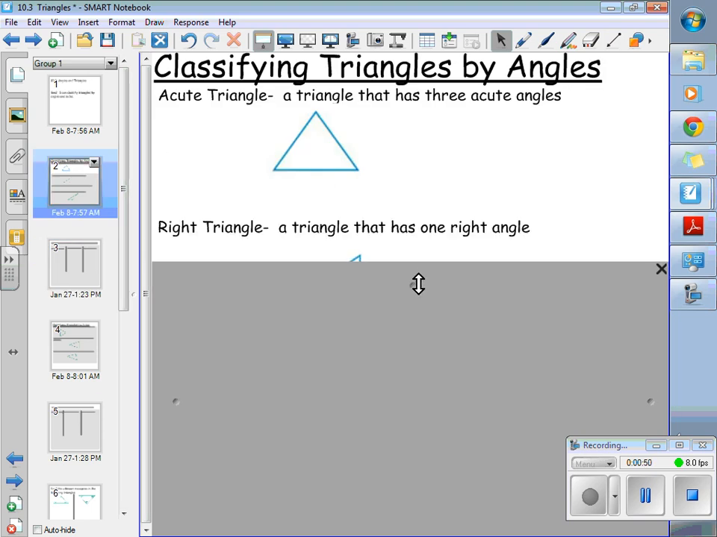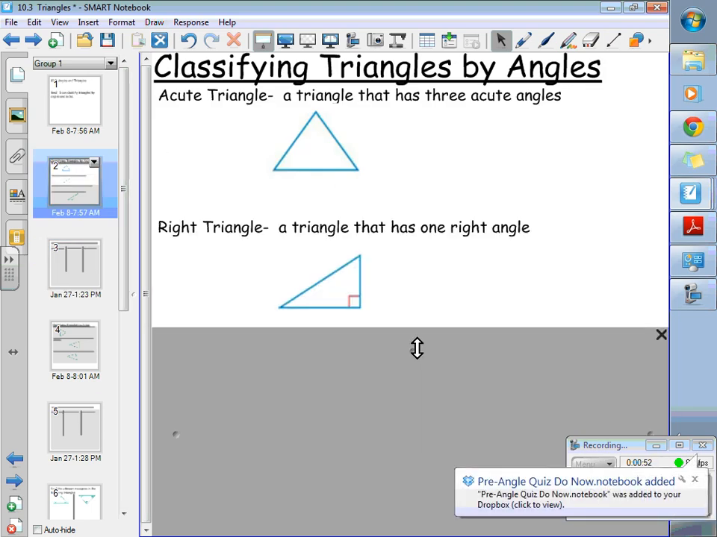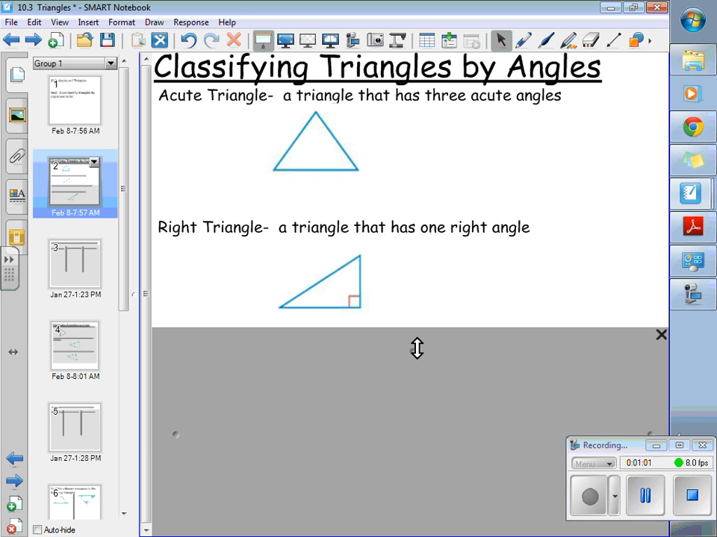All right. Next, we have a right triangle. This is a triangle that has 1 right angle. This is evidenced by that little square down in the bottom right here. That lets you know that it is a right triangle. Anytime we have a right angle of any kind, for sure, it will tell you that, unless you're, of course, having to measure it.